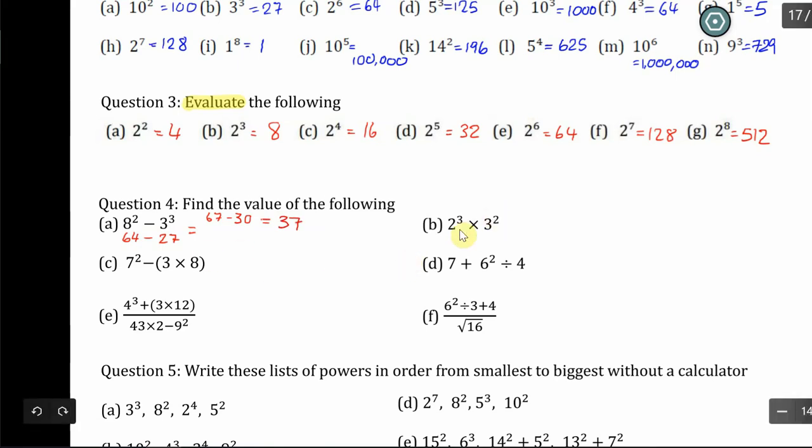2 cubed would be 8, times 3 squared is 9, that would give us 72. 7 squared is 49, minus the brackets, which would be 24. Again, show you that method here. That would be the same as if I add 6 to both these numbers. That would be 55 minus 30, which is 25.